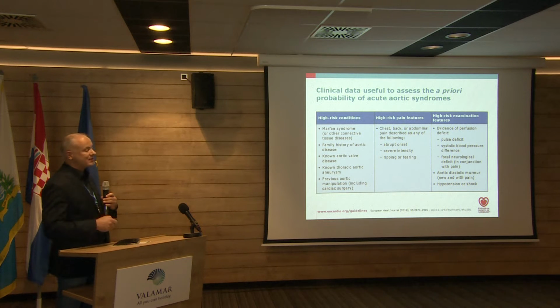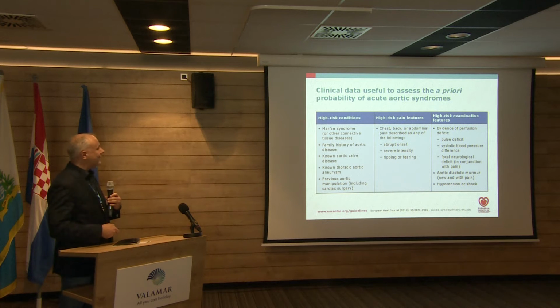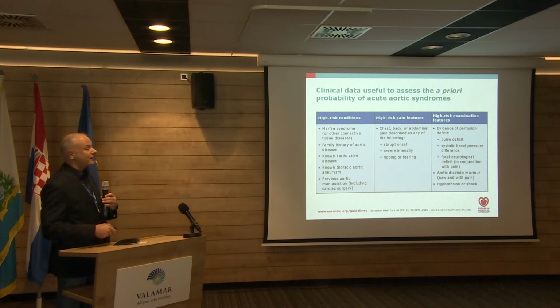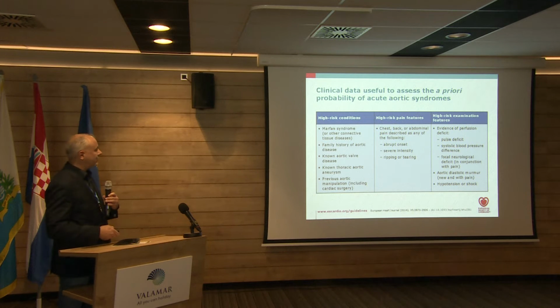High-risk features are chest, back, or migrating pain, abrupt onset, severe intensity, like ripping, cutting, or tearing pain, especially in male patients in their 50s. On physical examination: pulse deficit, systolic blood pressure difference between left and right, focal neurological deficit, and new onset of aortic diastolic murmur, meaning acute aortic regurgitation.